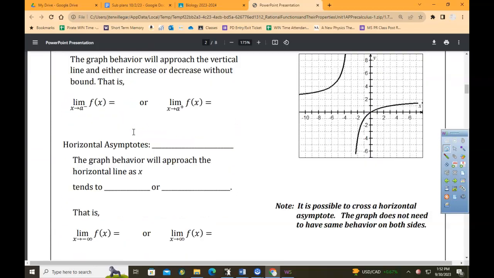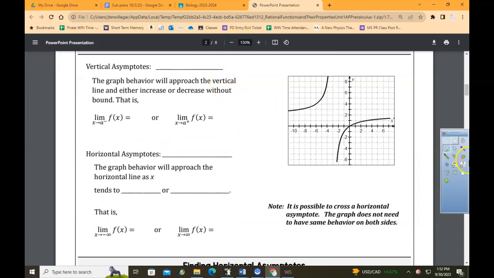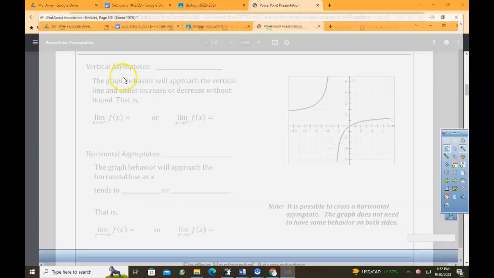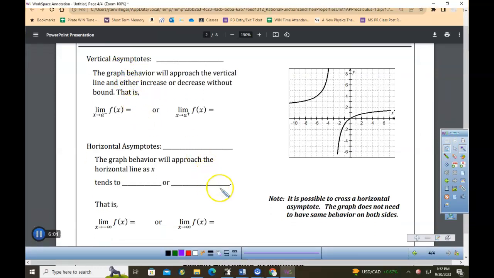So, let's look at this graph and find vertical asymptotes and then describe their behavior as they approach said vertical asymptotes.